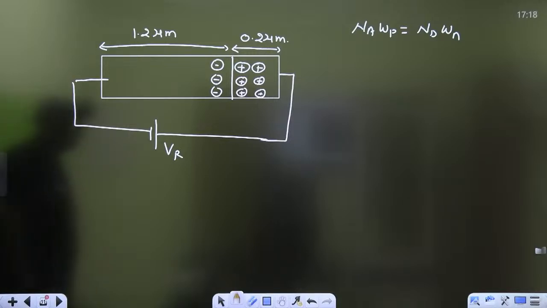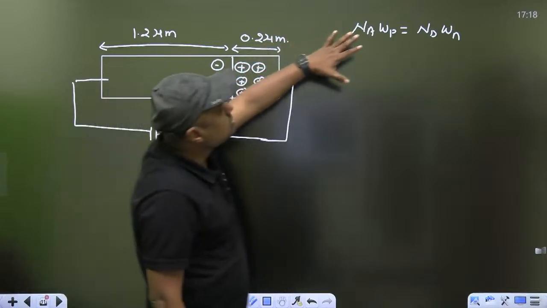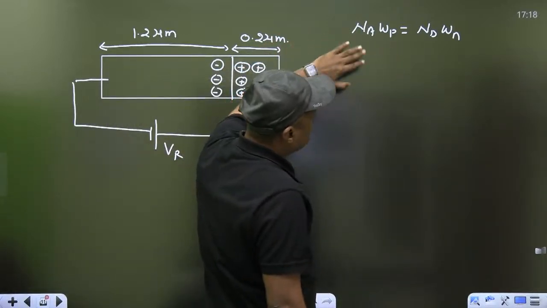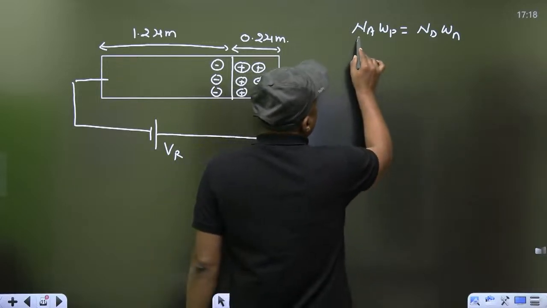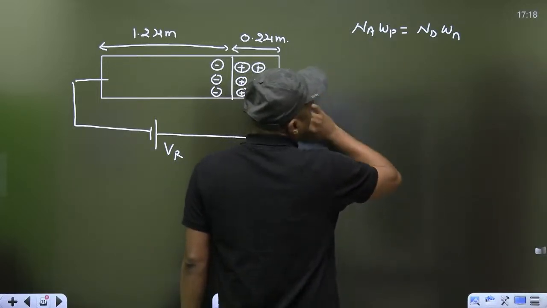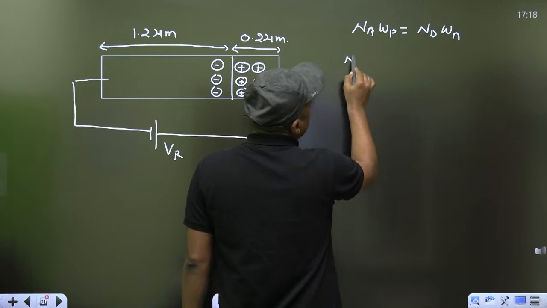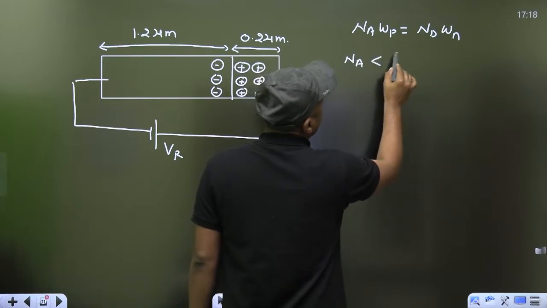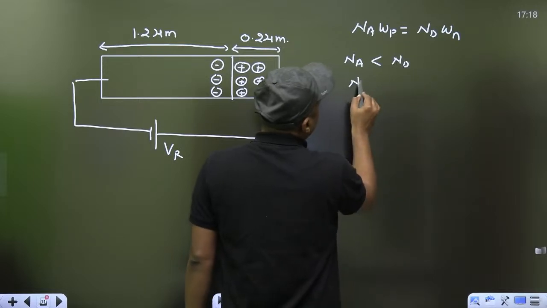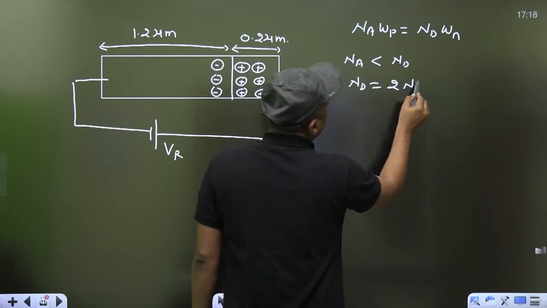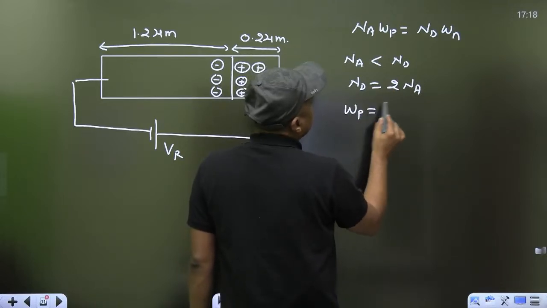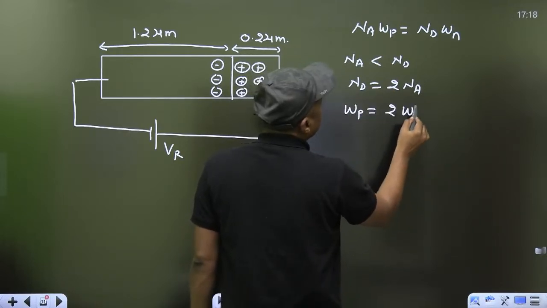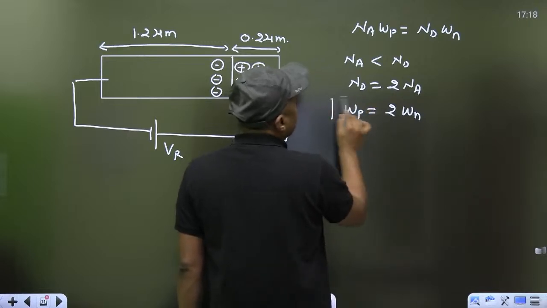Okay. Now Na into Wp is equal to Nd into Wn. Watch, right? Now from this formula, if Na is less, then Wp will be high. Na is less, how much times? 2 times. Means Nd is 2 times of Na. It is clear that Wp is 2 times of Wn, so that the product will be same.